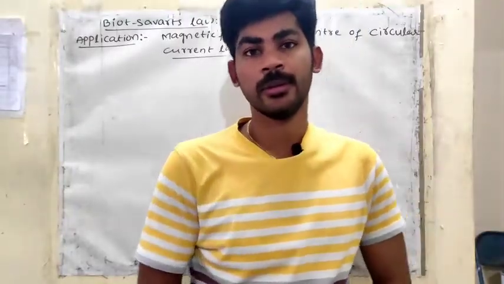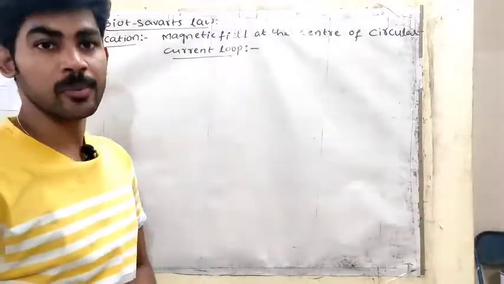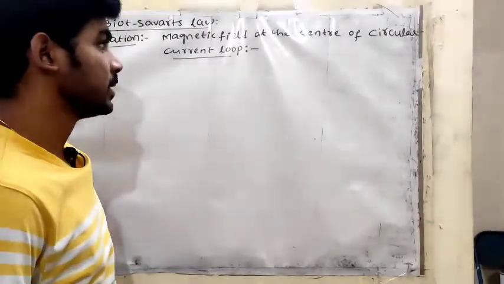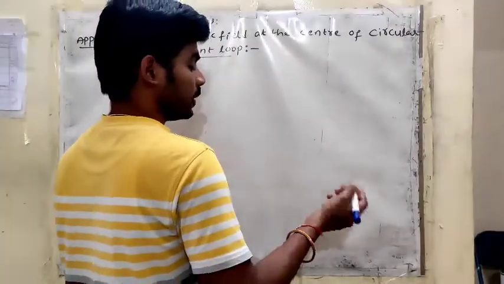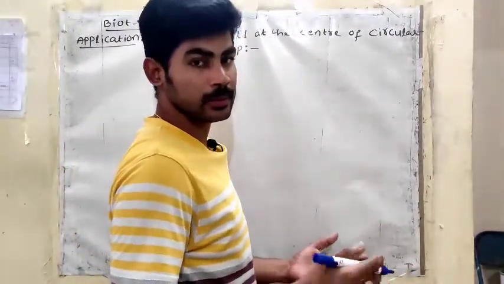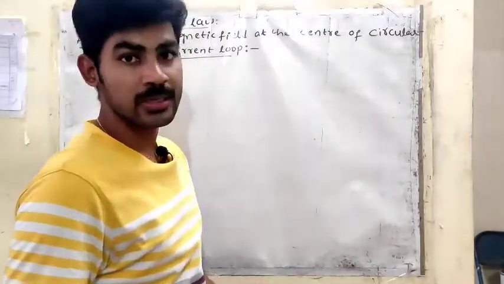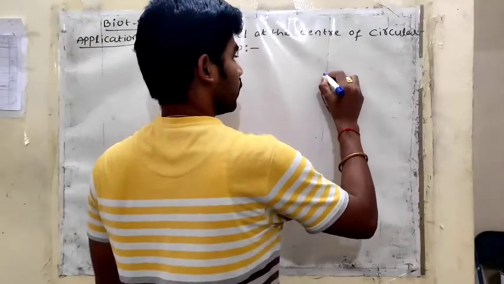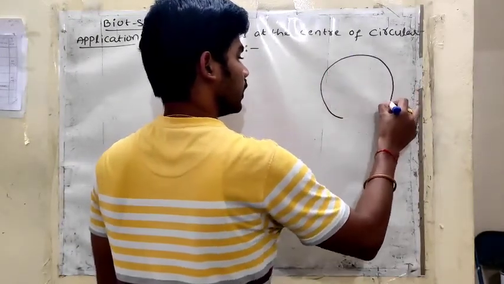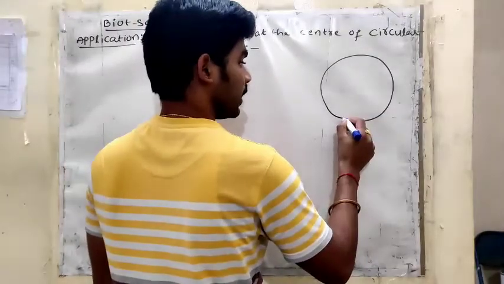Hi everyone. Today we are going to discuss Biot-Savart's law second application, magnetic field at the center of a circular current loop. Here I am taking one straight current carrying conductor wire, and I am bending it into a circular shape. So this is one circular coil. In the circular coil, at the exact center, I am calculating the magnetic field.